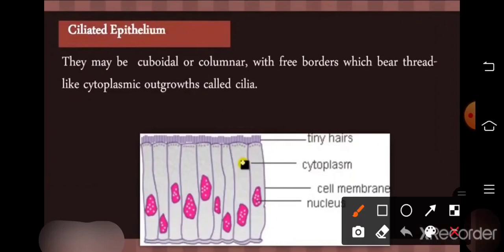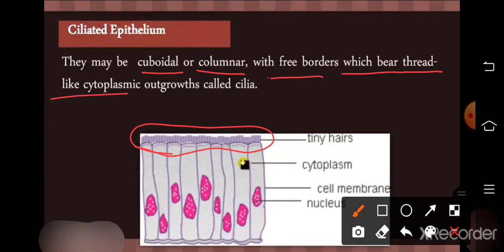The last one is ciliated epithelium. You can see the cilia, tiny hair-like structures, above the ciliated epithelium. The cells may be cuboidal or columnar, with free borders bearing thread-like cytoplasmic outgrowths called cilia. Cilia help in the movement of particles such as dust or any unwanted material, so it helps in propulsive movement.